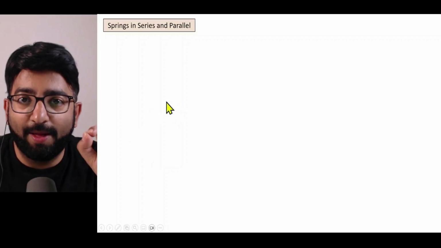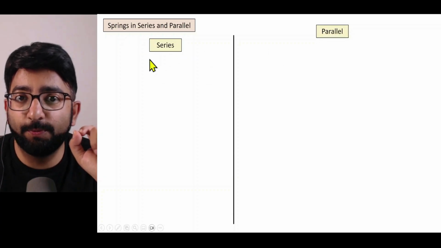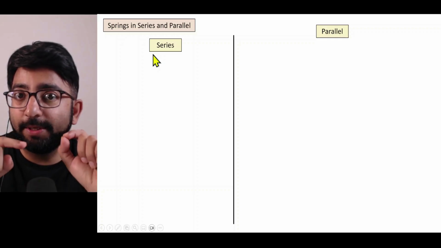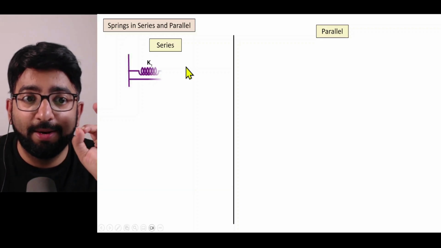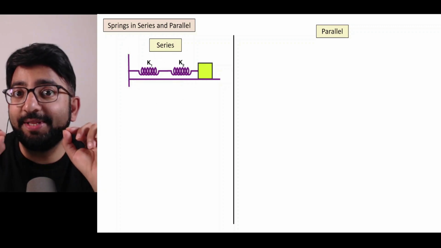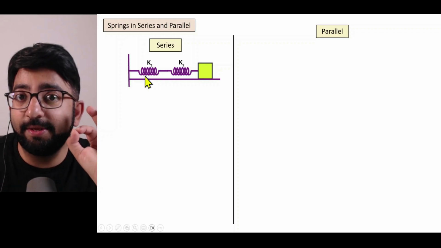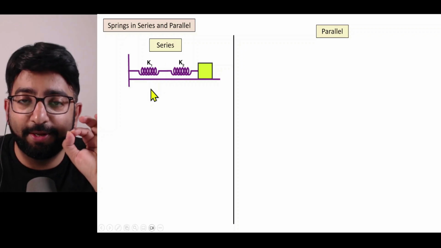Springs in series and parallel, so we are going to consider them one by one. What is a series kind of arrangement? If there are multiple springs connected to one another, in this orientation, one after another, this is called a series type of arrangement for springs. Now, in the exam questions, we might have to deal with certain cases where springs are attached like this. So this is a series arrangement.